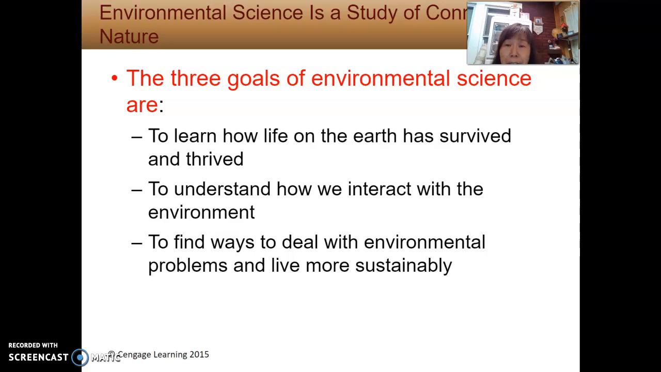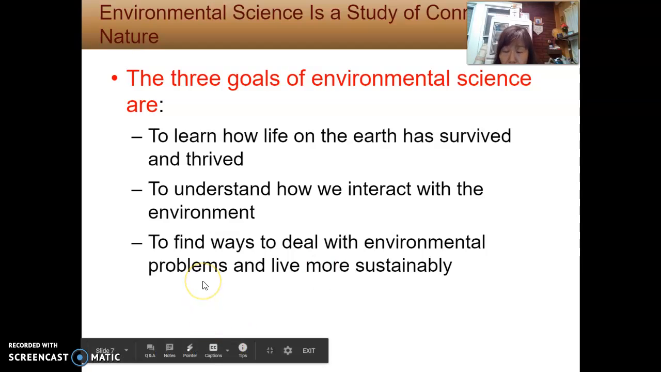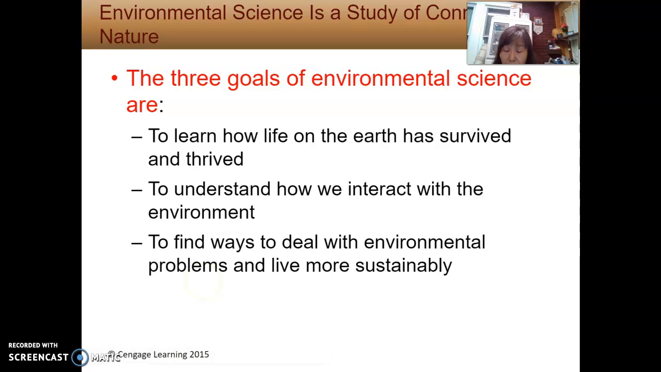For learning environmental science, for us and for society, we want to reach 3 goals. The foundation is to learn how life on the earth has survived and thrived. Then we understand how we interact with the environment. So 1 and 2 are the base. The final goal is to find ways to deal with the environmental problems we cause right now, and then to live a more sustainable life.